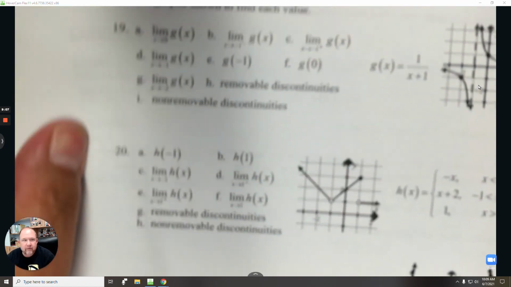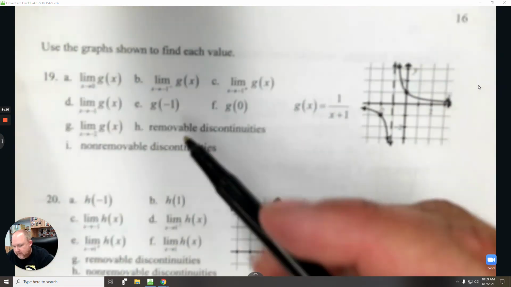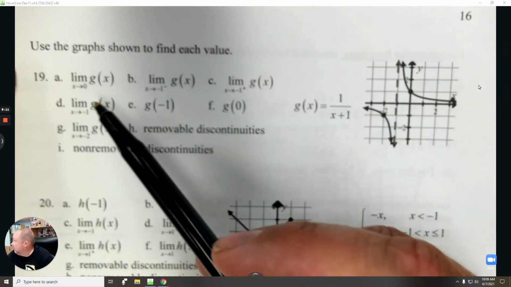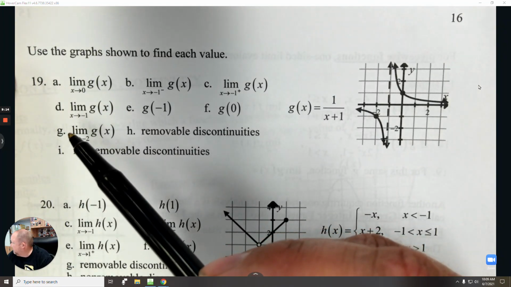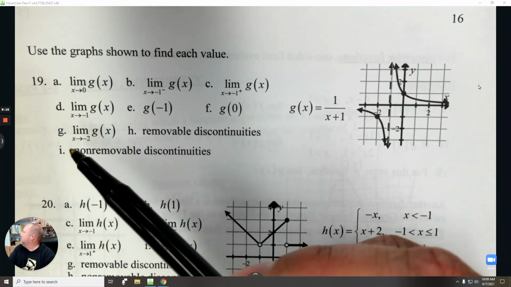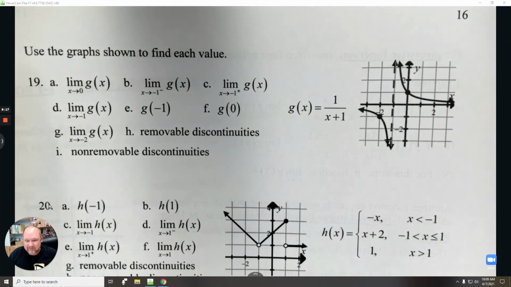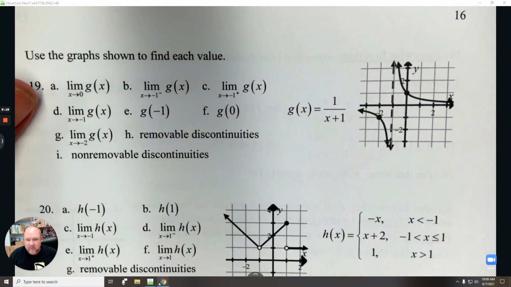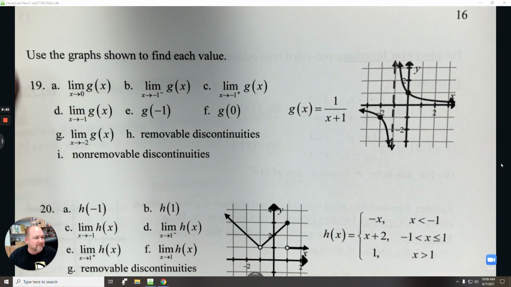So looking off this graph for number 19, we'll go through this. So the limit as, yes, you can come in. Here, I'll stop it. All right, I'll continue this video in a second.